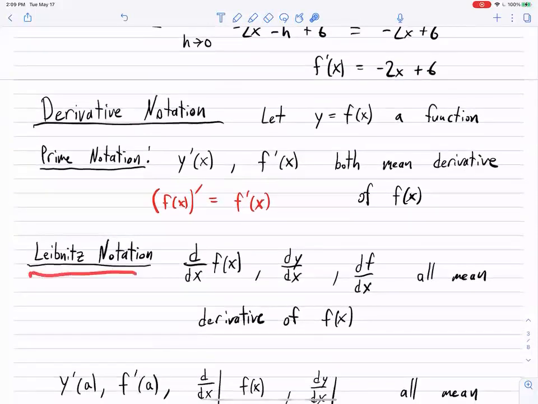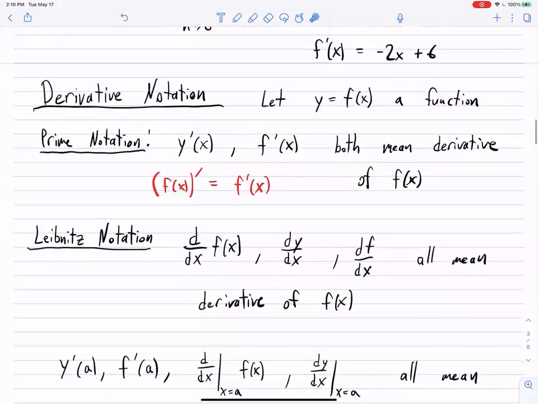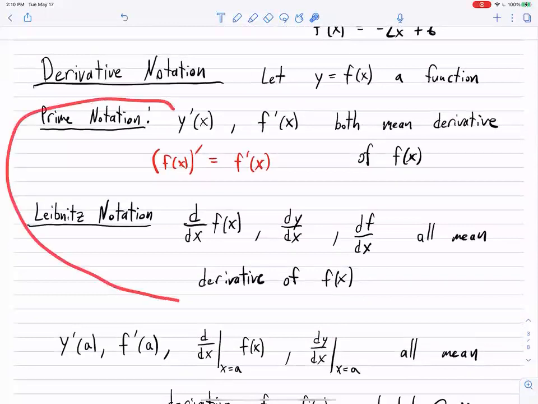Sometimes we're going to see the Leibniz notation. And so d dx of f of x means take the derivative with respect to x of a function, or sometimes you'll see it as dy dx or df dx. They all mean the derivative of f of x. All three of these just mean take the derivative. And so these are how we write it for a function.